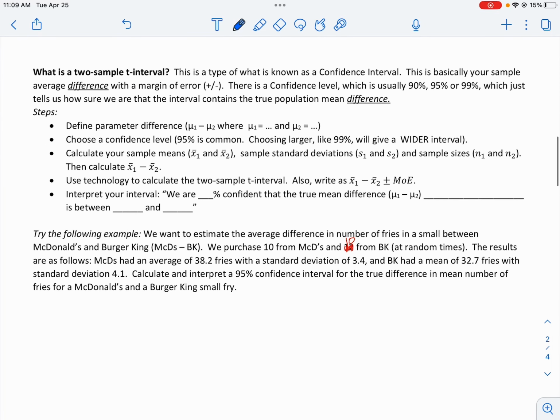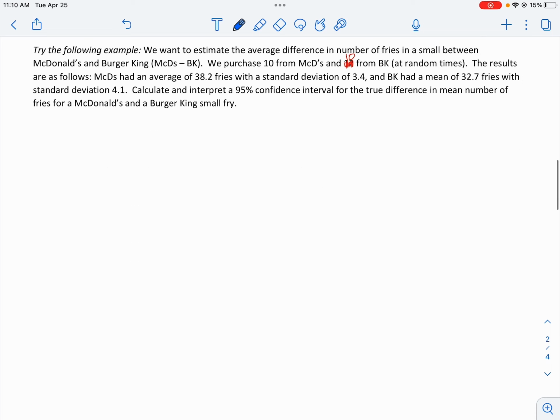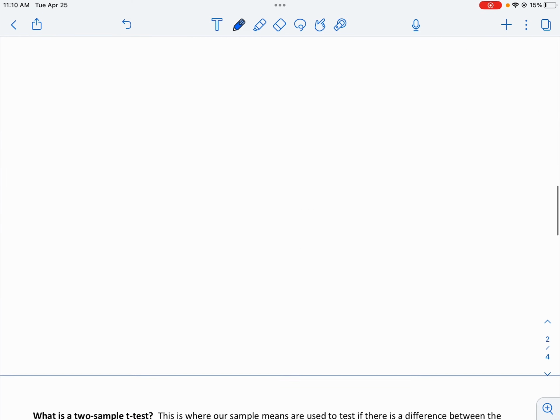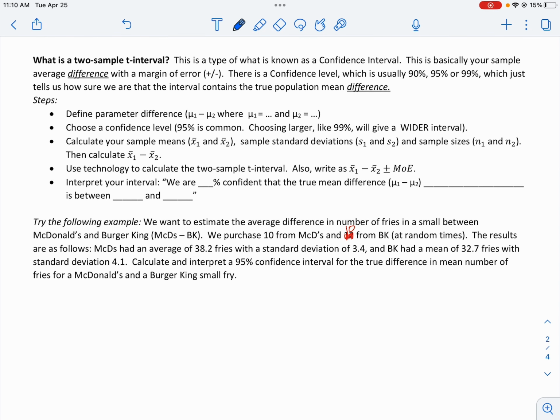All right, so looking at our examples here, notice I changed the BK to 10 to match, and then we're going to bring those same ones down as we get down here. We're going to use the mean and standard deviation that we use here, so it kind of follows as one problem.